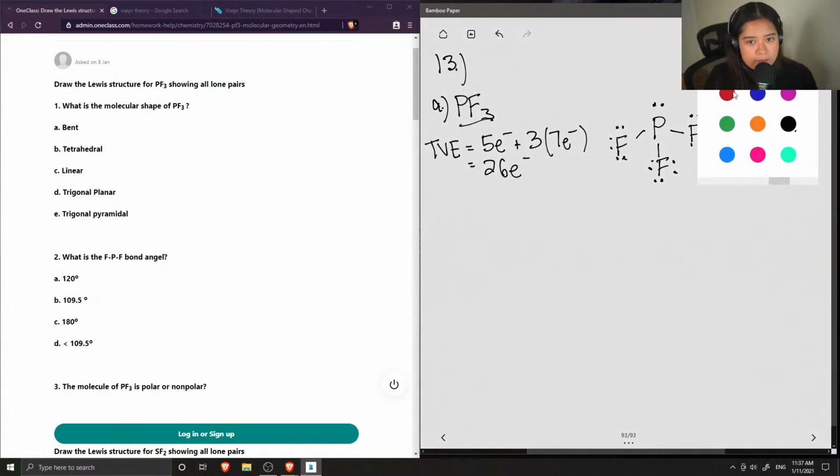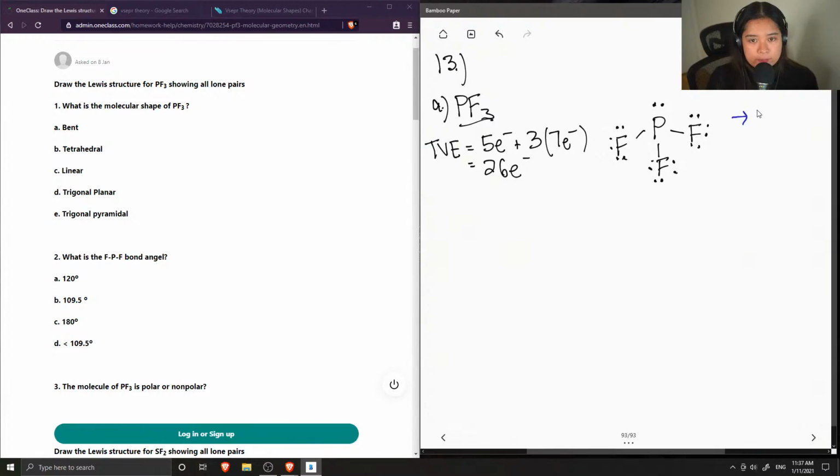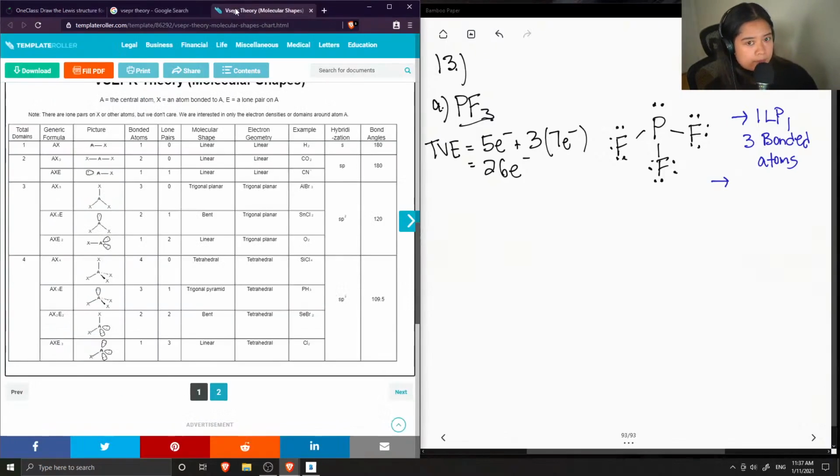So now we need to find the molecular shape of PF3. So if we look at our structure, we have one lone pair, and we have 3 bonded atoms. So if we use our helpful VSEPR table, then one lone pair and 3 bonded atoms tells us that we have a trigonal pyramid molecular shape.